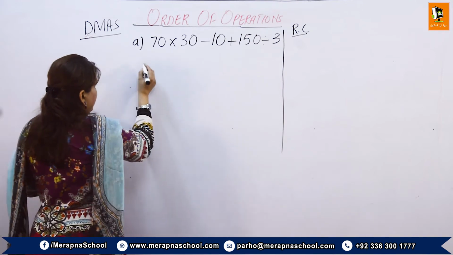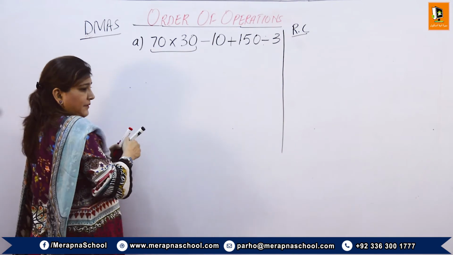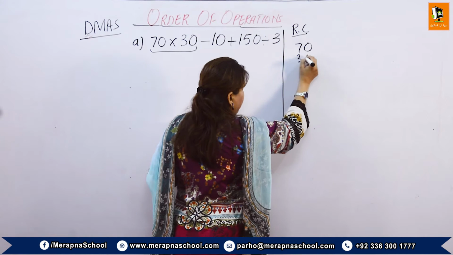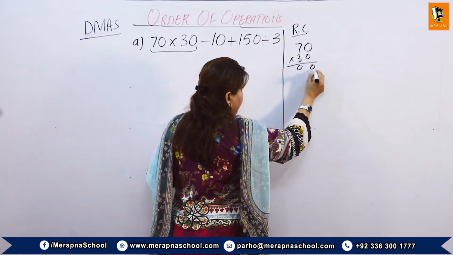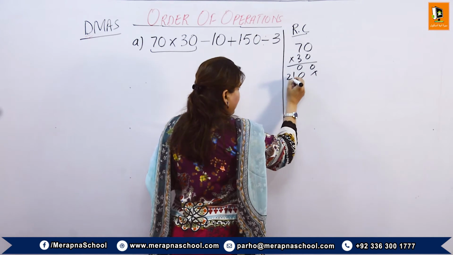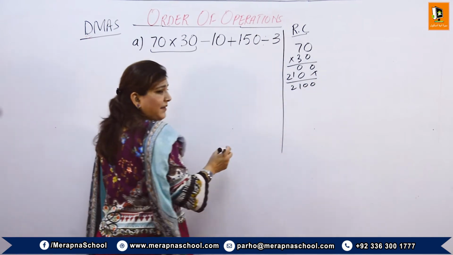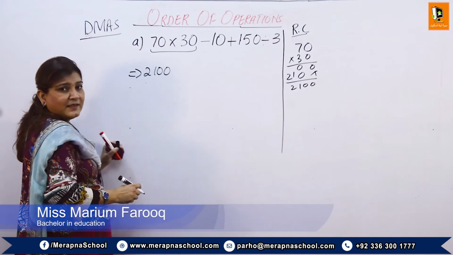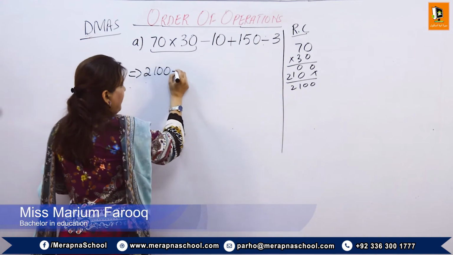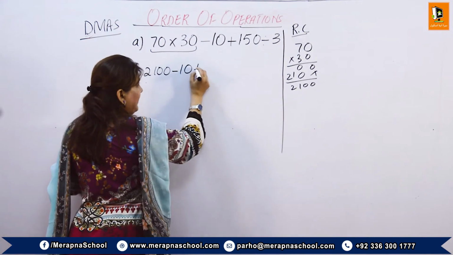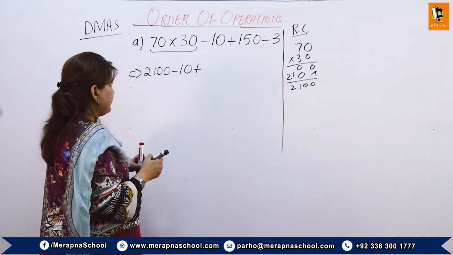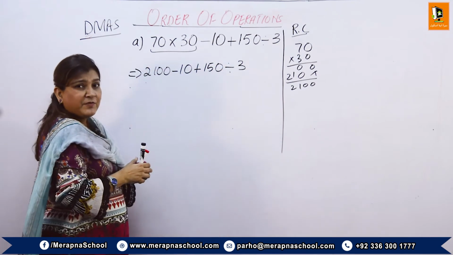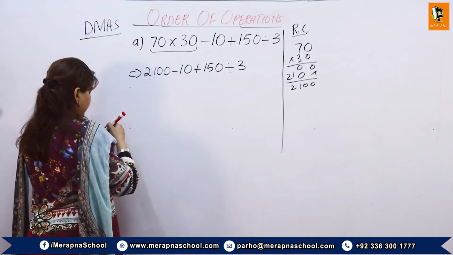Here we multiply 7 with 30 first. So, in the rough column, multiply 7 with 30, 3 0 0, 7 is 21, 2100 is your answer. So, 2100 is the multiplication. Then copy, minus 10, copy, plus 150 divided by 3. Now, which one will be the next operation?